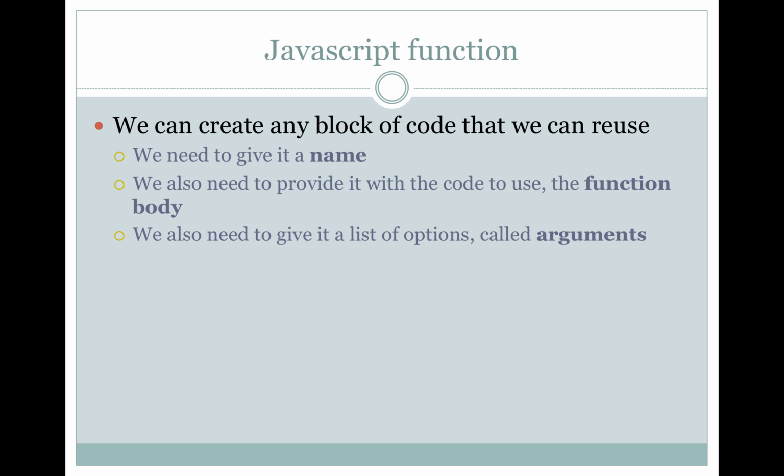So the first main piece of JavaScript are functions. And a function, as you should know from our methods in C#, is actually just a block of code that we can reuse. We give it a name, we give it the actual code or lines of code to execute, and that's called the function body. And then we give it a list of options or parameters, and those can be called parameters or arguments.